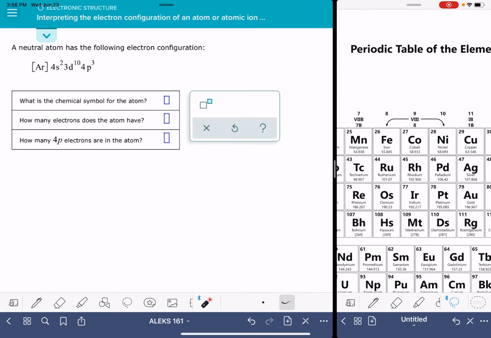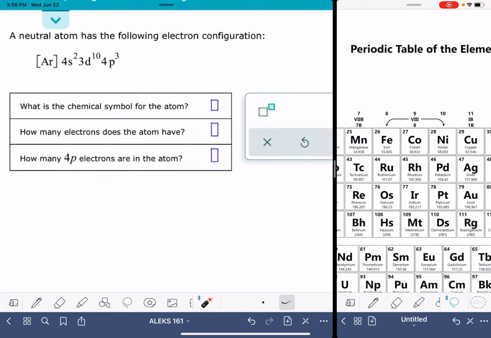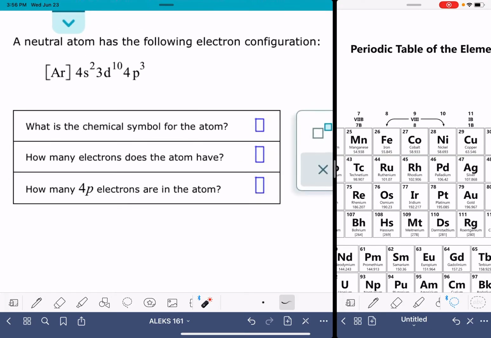Now for this problem, I think that it's easier if we solve it from the bottom up, starting with the last question. The last question is asking us to figure out how many 4p electrons we have. To do that, we're going to focus on the 4p portion of the electron configuration. The number that's in the superscript is the number of electrons in that orbital. Second question is asking us how many electrons the atom has.